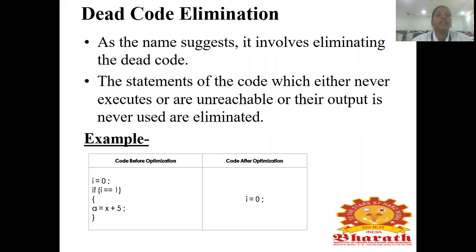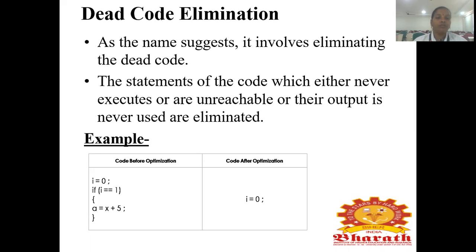Next one is dead code elimination. So what is dead code elimination? It involves eliminating dead code, that is, statements of code which are either never executed or unreachable, or whose output is never used. So unreachable code is eliminated.